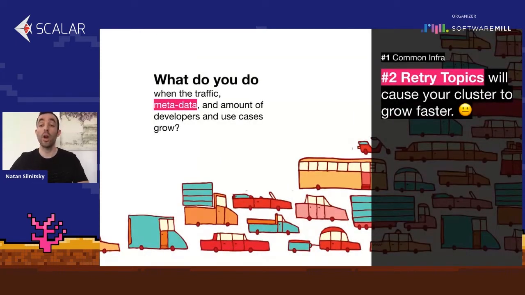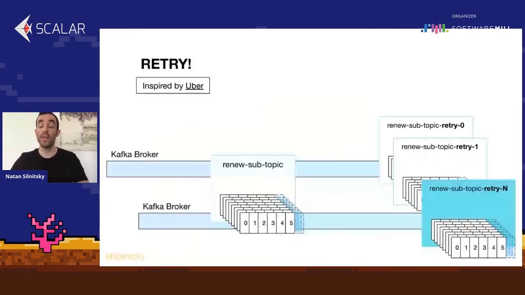Retry topics will cause your cluster to grow faster. Why is that? Because you add more partitions and more topics, right? For each single topic, depending on the number of retry intervals that you set up, you'll have many more retry topics and many more partitions. That means your cluster will start growing at a faster pace than if you did not have retry topics. That can potentially cause a bigger load on your cluster.